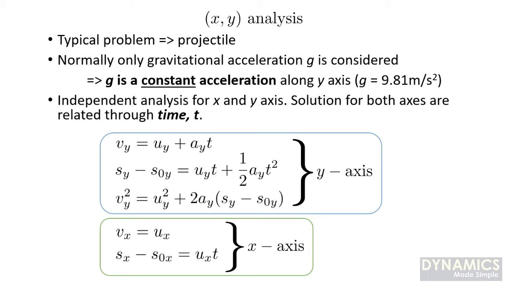Since the gravitational acceleration g is a constant value, we can use the equations for constant acceleration previously used in rectilinear motion analysis. These equations can be applied separately for x and y-axis. The solutions between these axes are connected through time t.